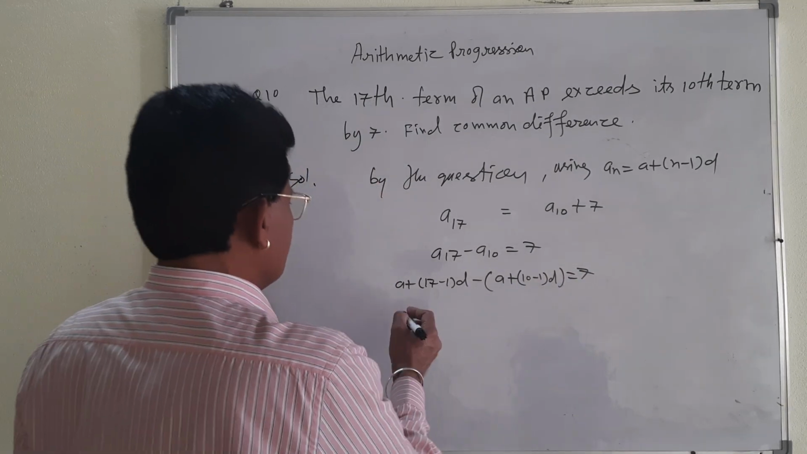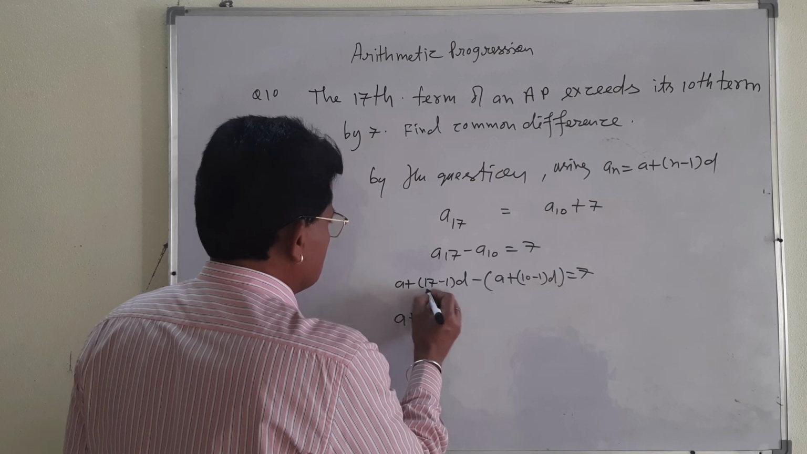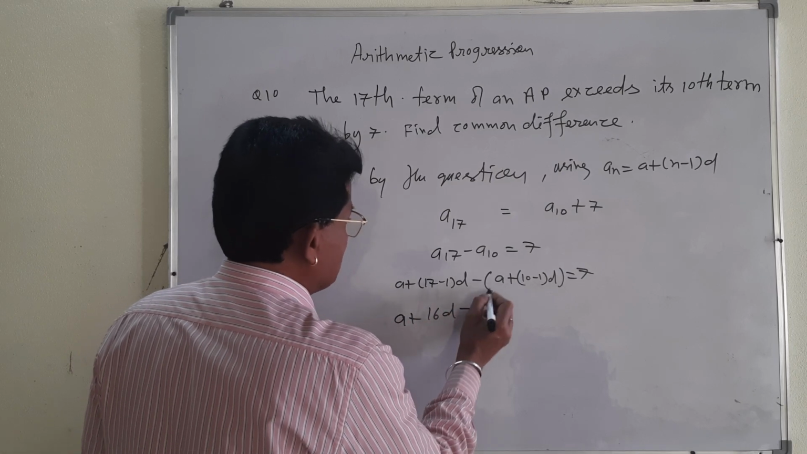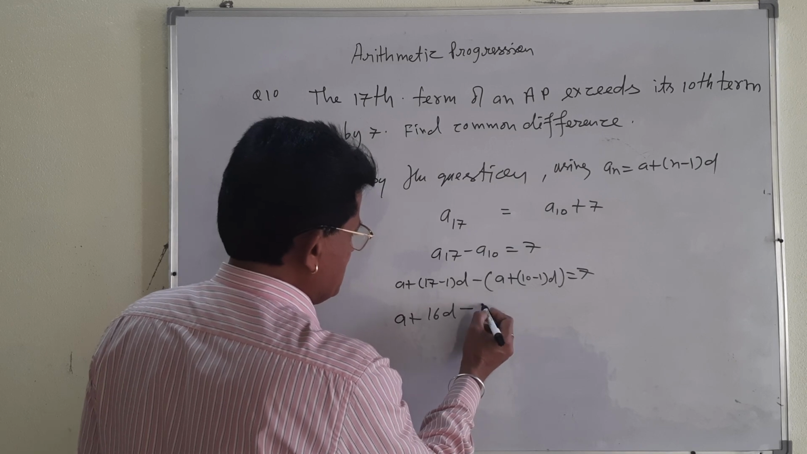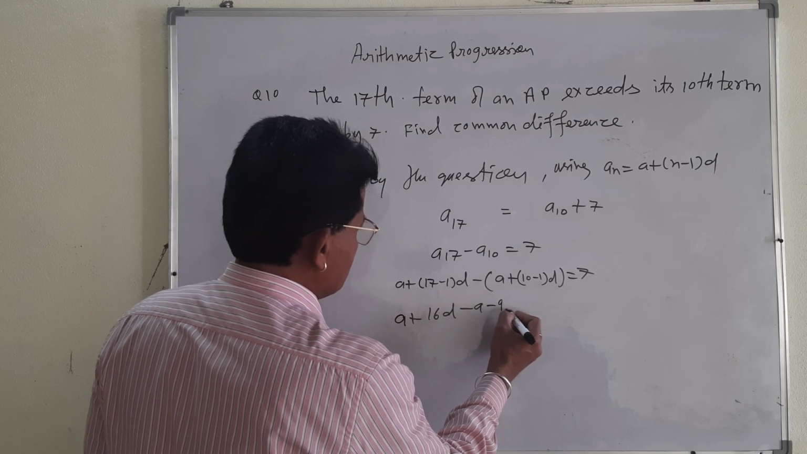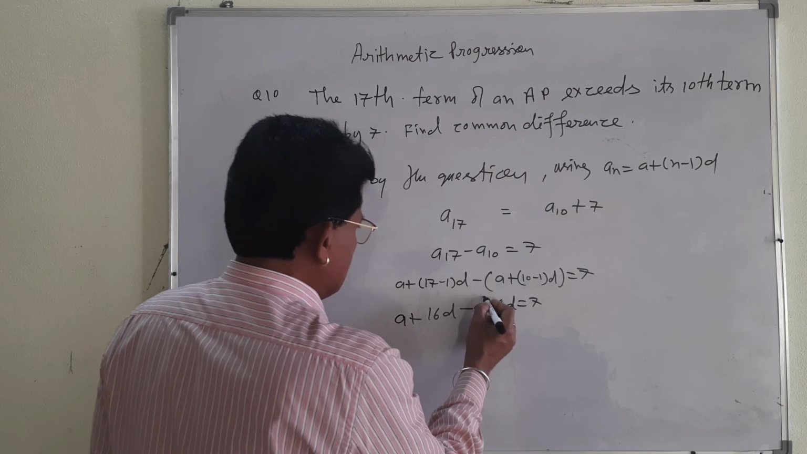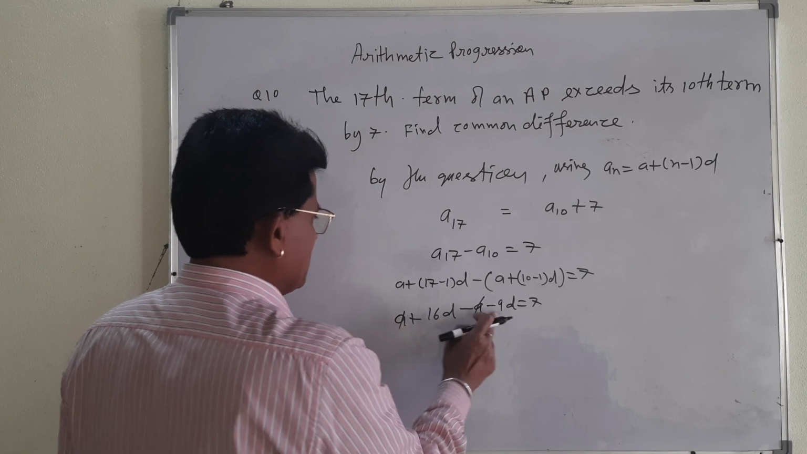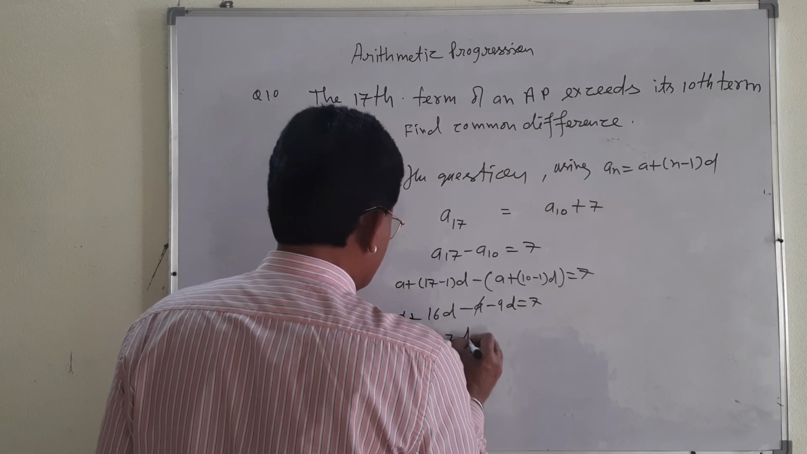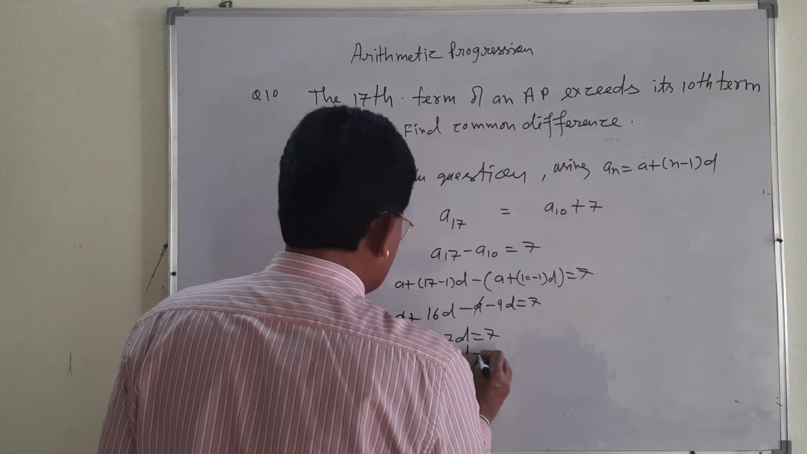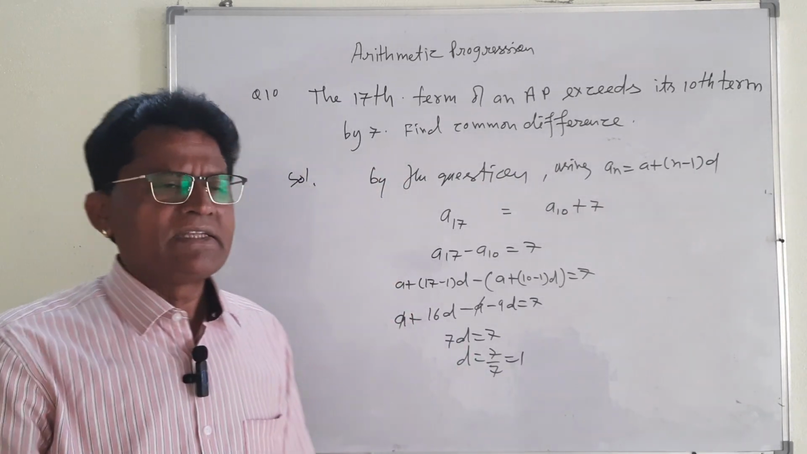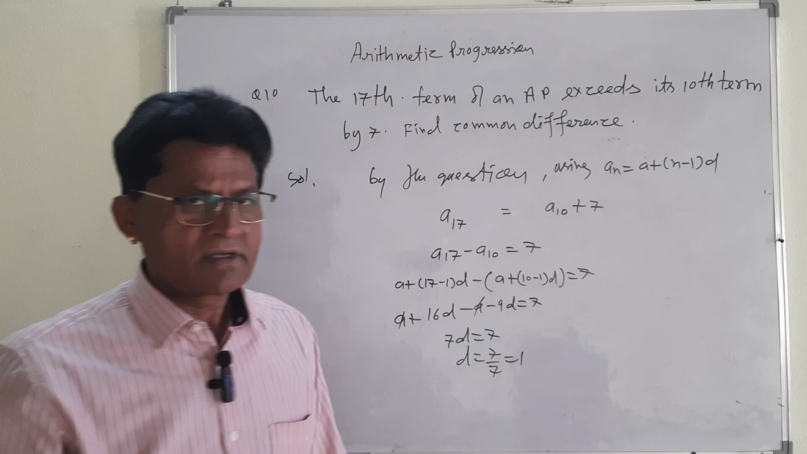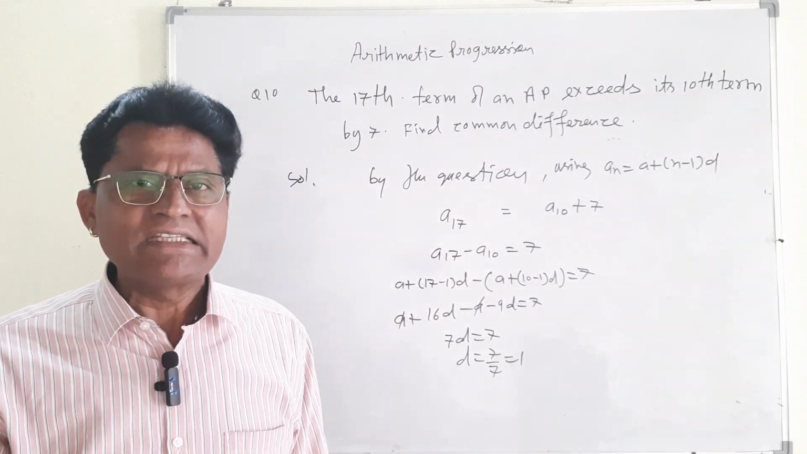See, a plus 16d, minus, I will multiply the negative sign inside, minus a minus 9d, will be equal to 0... no, equal to 7. a will be cancelled by a. 16d minus 9d is 7d, which is equal to 7. And d will be equal to 7 by 7, my dear student, that is 1. Common difference is 1. This is the answer. Perfect. You got the common difference?